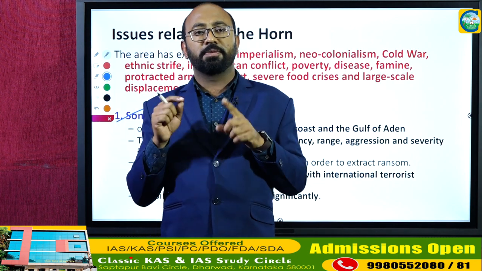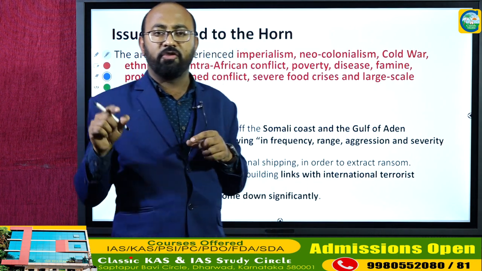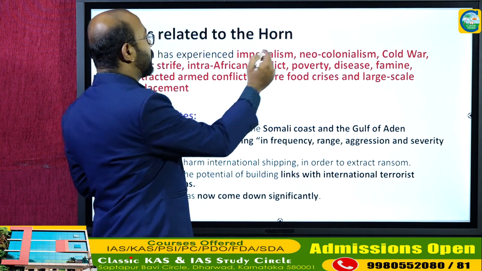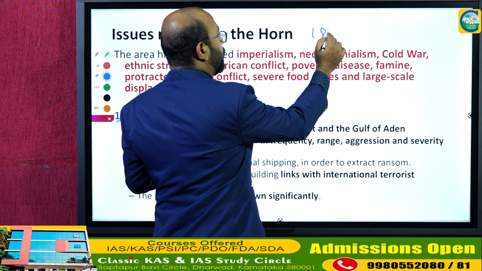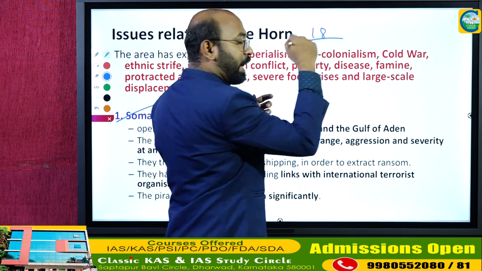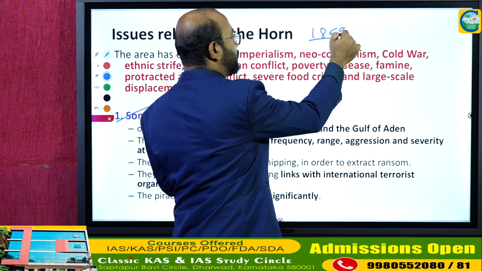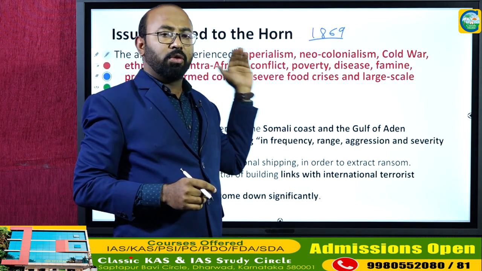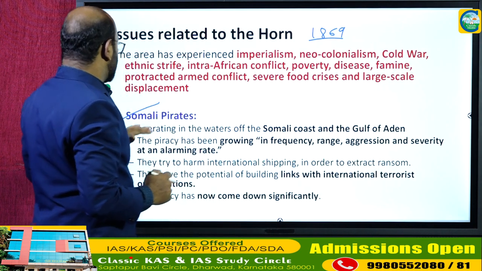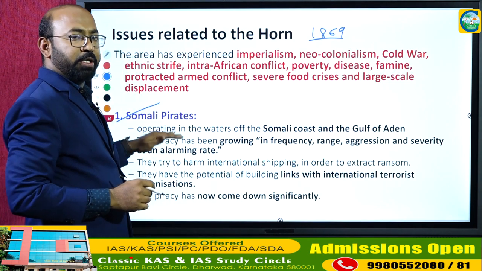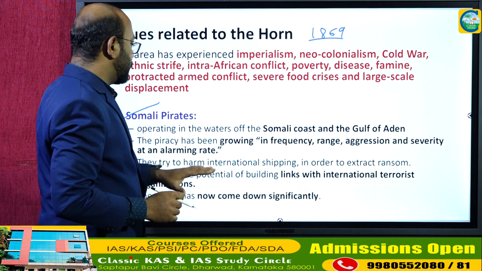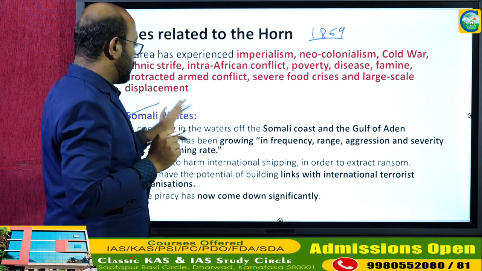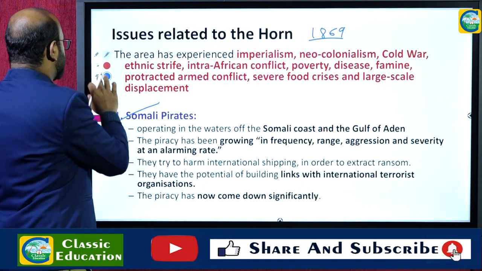Most of the trade takes place through the Red Sea and the Gulf of Aden, especially after the opening of the Suez Canal. This Suez Canal was opened in the year 1869. After this point, a huge amount of trade is taking place. So these Somali pirates have created an obstruction to this trade. Countries like India and China want to control this piracy in the region.